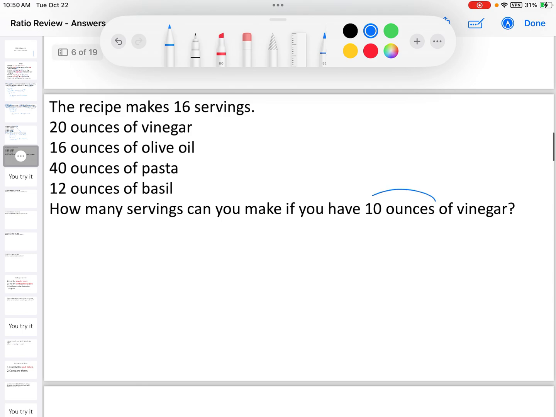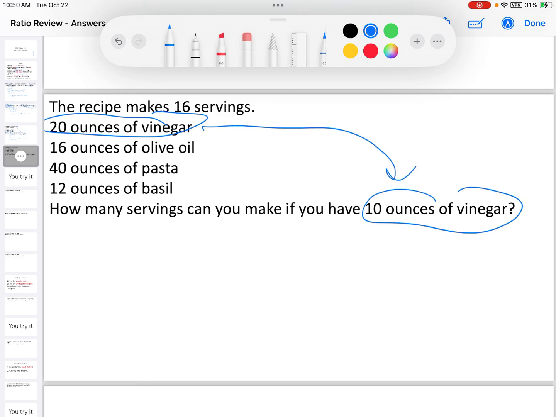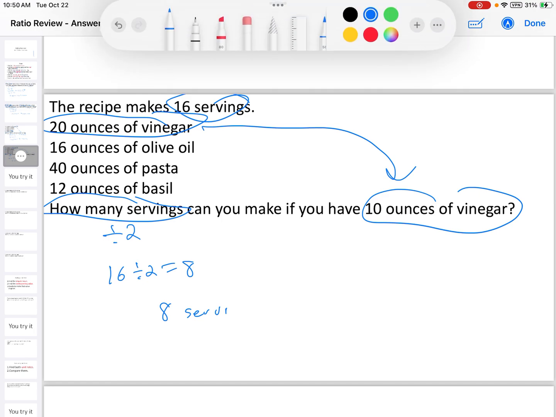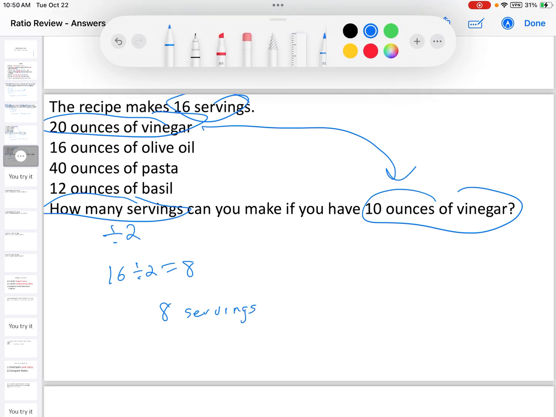All right, next one. 10 ounces of vinegar, 20 ounces of vinegar. Divide by 2. How many servings? 16 servings. 16 divided by 2 is 8. 8 servings for 10 ounces of vinegar.